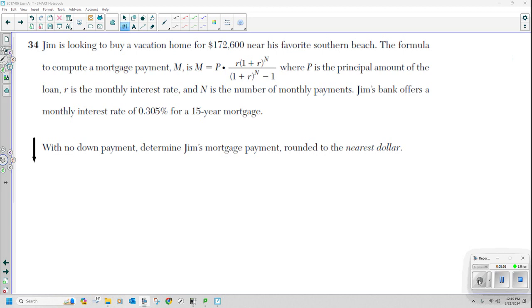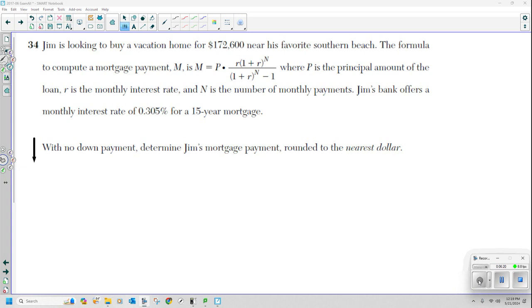Oh boy, Jim's looking to buy a vacation home for $172,600. Yeah, good luck. If he could find a trailer park home, he'd be in some slum for that much money. He'd be okay. The housing market's crazy, kids. Anyways, near his favorite southern beach, on the beach, no less. Oh, 2017, where did you go?